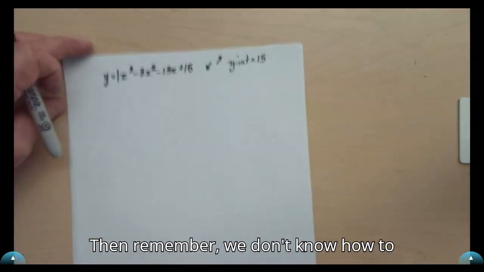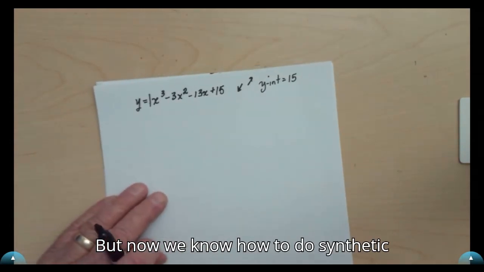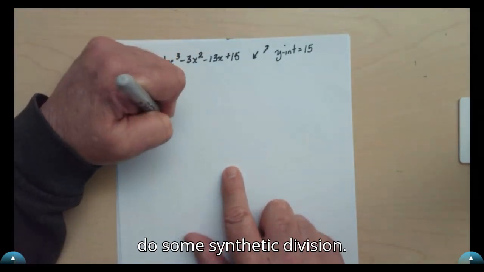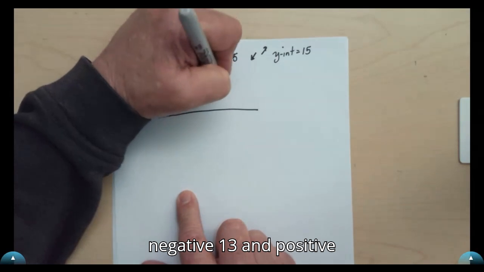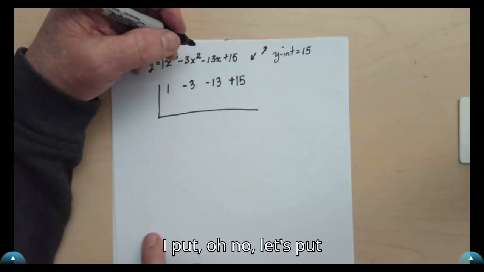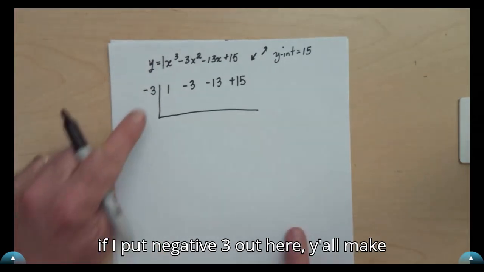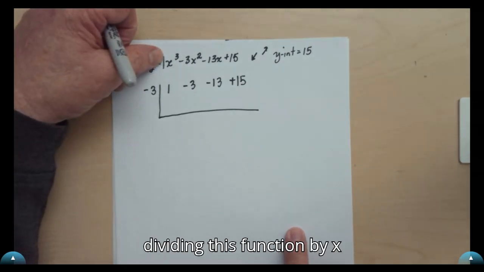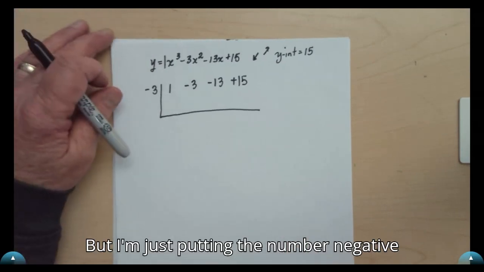Then remember, we don't know how to factor this thing, right? But now we know how to do synthetic division, or at least now we've seen one example of synthetic division. So let's do some synthetic division. So we got 1, negative 3, negative 13, and positive 15. What if I put, oh no, let's put negative 3 out here. So if I put negative 3 out here, y'all make sure you see, technically that means I'm dividing this function by x plus 3, right? But I'm just putting the number negative 3 out here, and I'm going to do this.